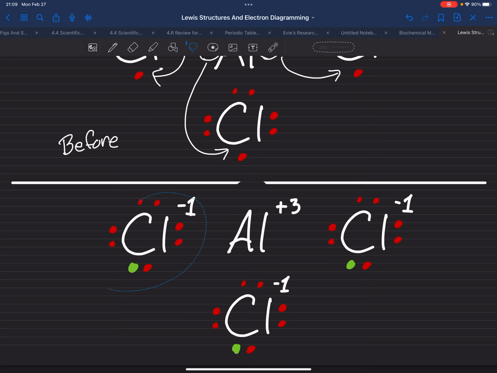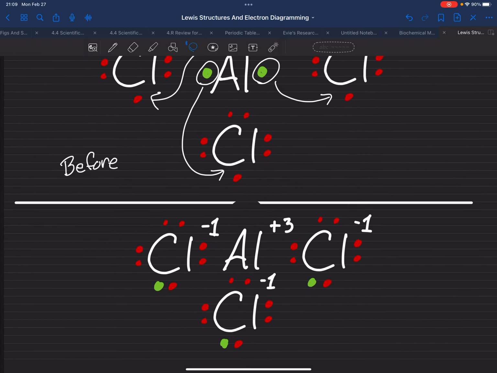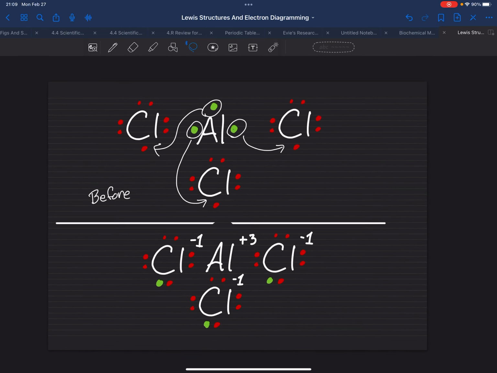And now they are electromagnetically attracted because they are positive and negative. There are 3 positives in aluminum, and there are 3 negatives in a total of the 3 -1 chlorides, right? So this would be my before and after for diagramming my ionic bonds for aluminum chloride.